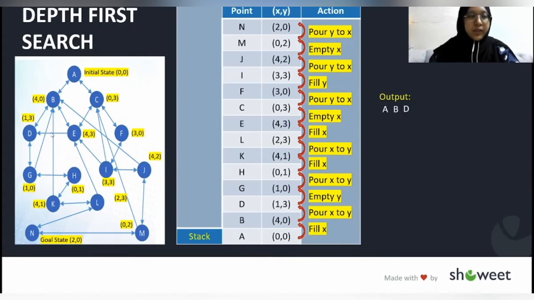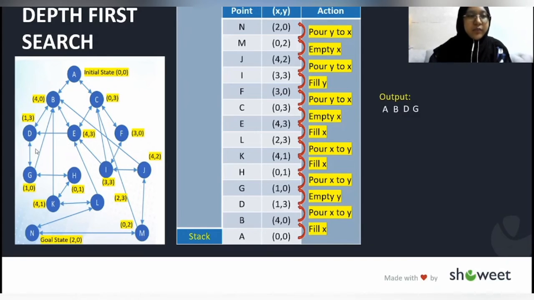From D, we can go to B or G. B we already used, so we go to G. So for G, put the output here and on the stack. From D to G, we have to empty Y, so we get the state with 1 in X and 0 in Y.